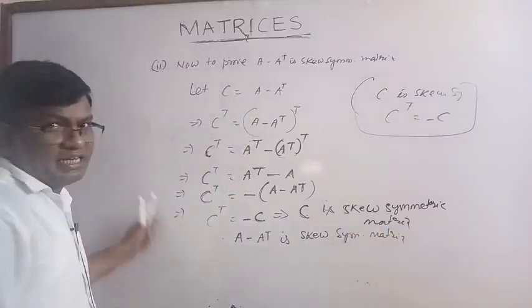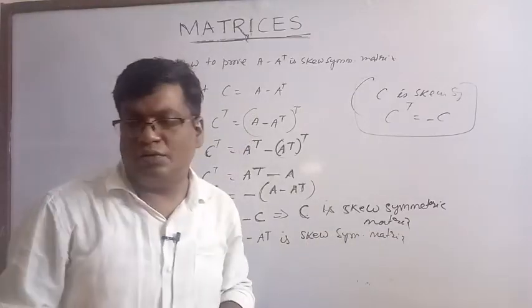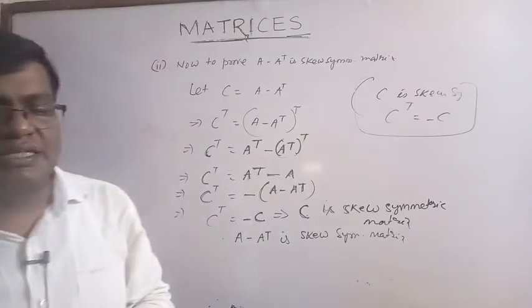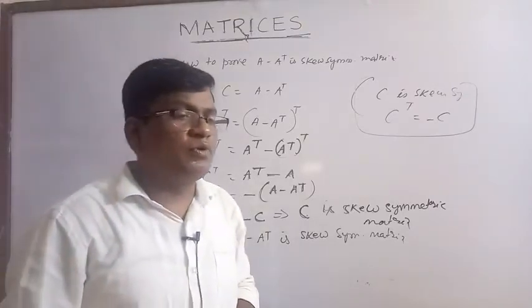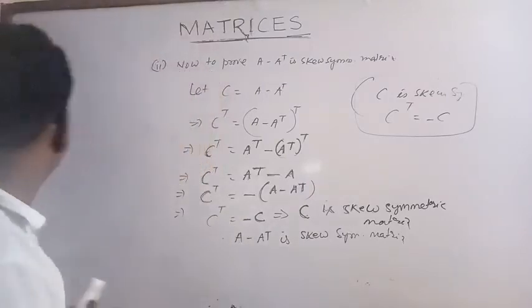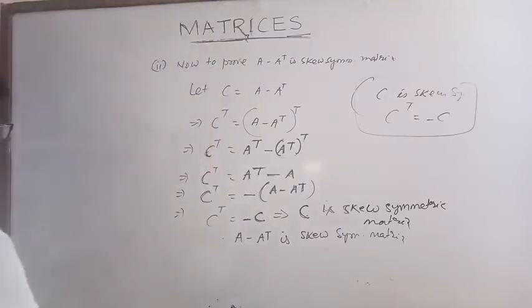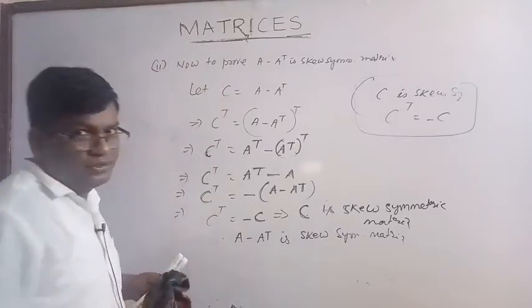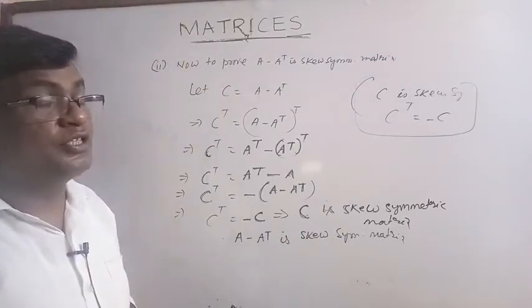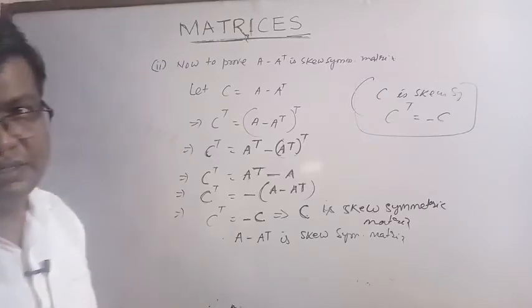Another theorem: every square matrix can be expressed as the sum of a symmetric matrix and a skew symmetric matrix.